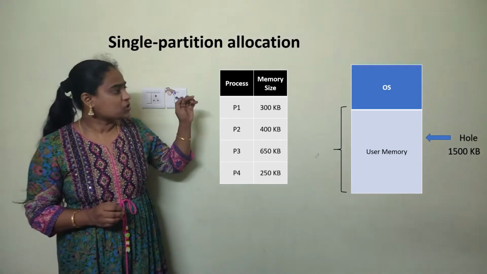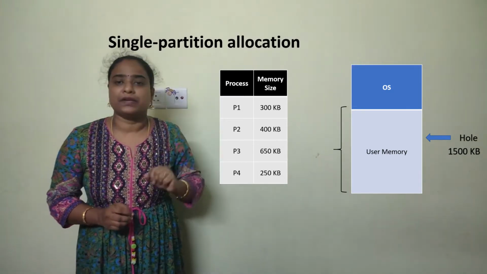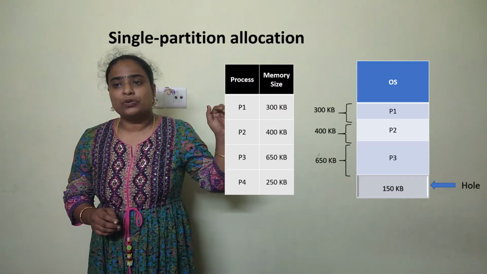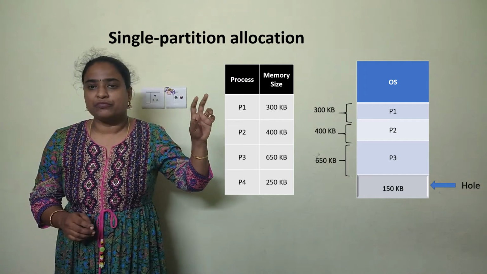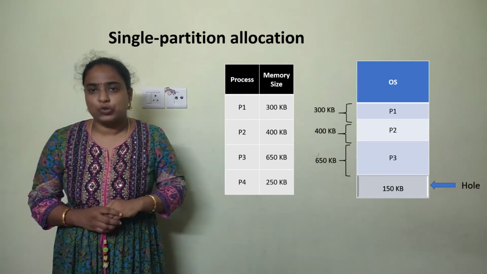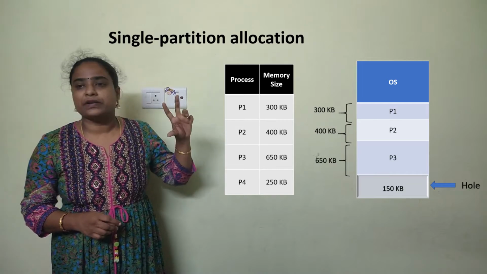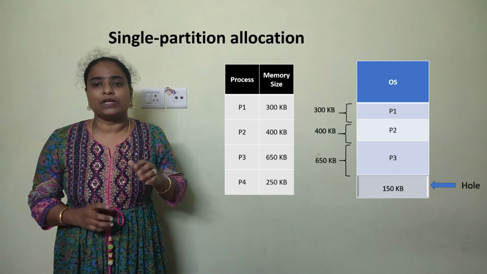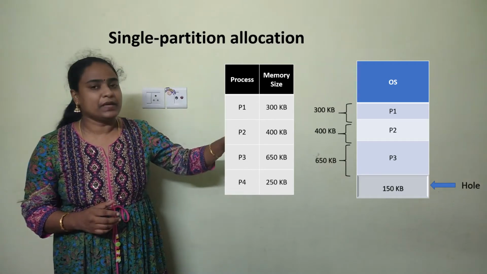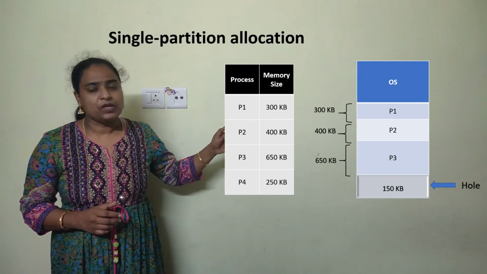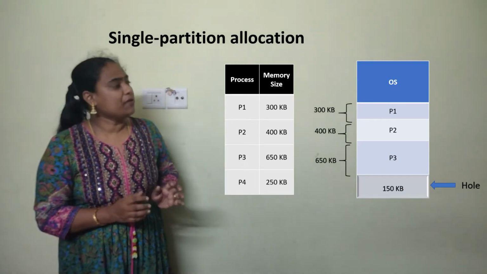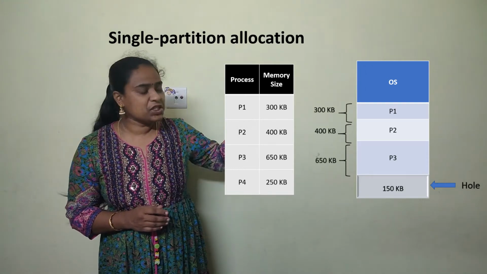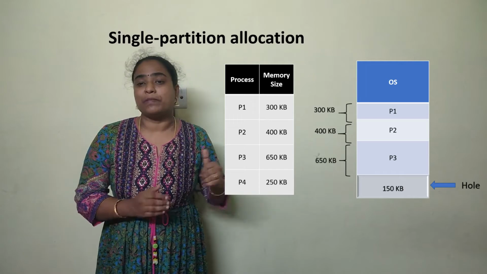Now, first process is P1. P1 needs 300 KB, so we can allocate 300 KB for P1. Out of 1500, if you allocate, the remaining will be 1200. Then 1200 is available. P2 requires 400 KB, so we can allocate once again for P2. Then the remaining will be allocated for P3. Now how much is remaining? It is 150 KB. So P1, P2, P3 we have allocated in continuous memory locations.